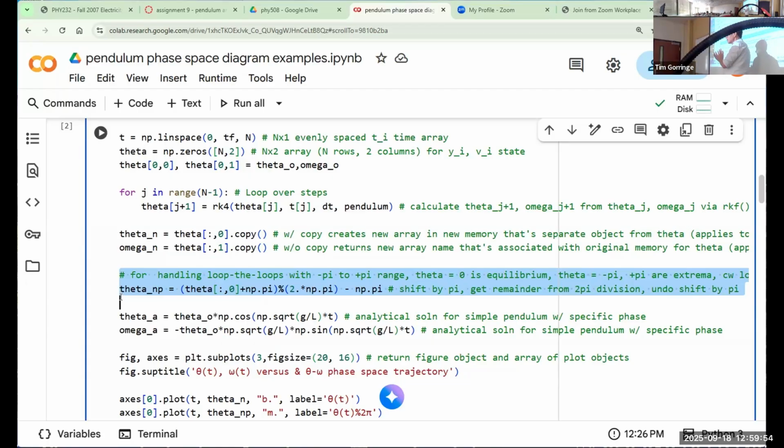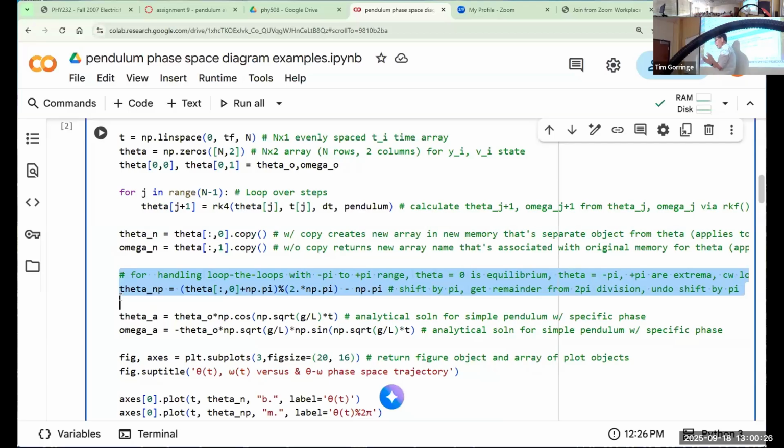If I just wanted to look at the coordinate theta within a range of 2 pi, then I might divide by 2 pi and take the remainder. That would give me the coordinate on the complete circle of the pendulum, and won't be counting up the loops that occur if it goes clockwise over the top or counterclockwise over the top. So that was the idea of this.